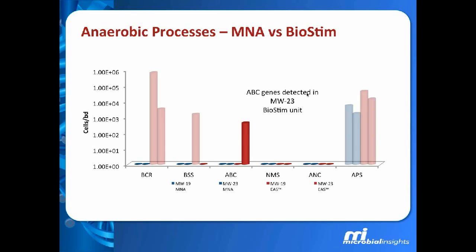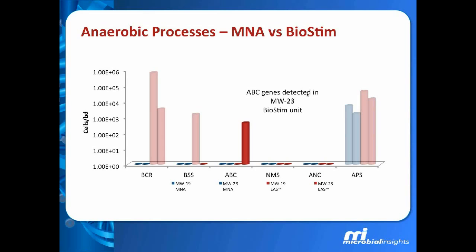We look at ABC, and if you remember, this is a gene that I mentioned earlier. This is the anaerobic benzene carboxylase gene. It was detected in the EAS amended unit deployed in monitoring well MW23, suggesting that EAS addition promoted growth of bacterial populations capable of the anaerobic biodegradation of benzene in this well.